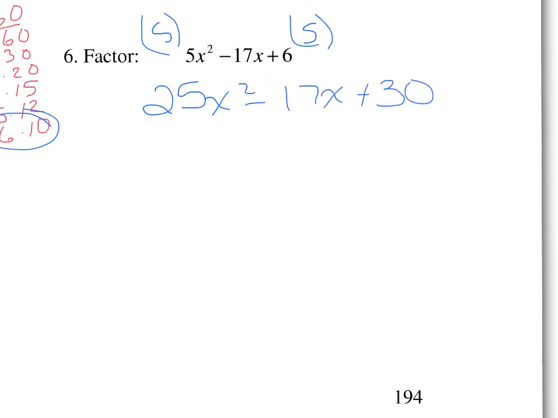Okay, now we square root the first term. Square root of 25x squared is 5x. This minus sign is going to come down. Negative times positive makes negative, so we will have 2 negative signs here.